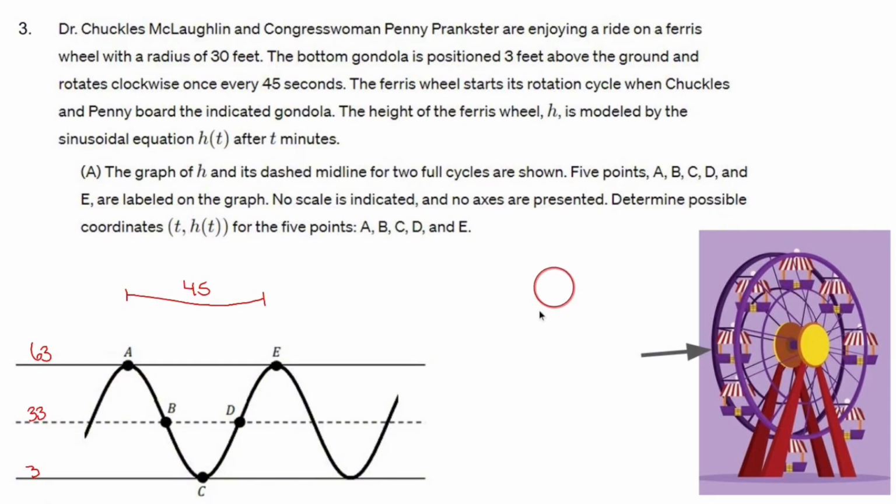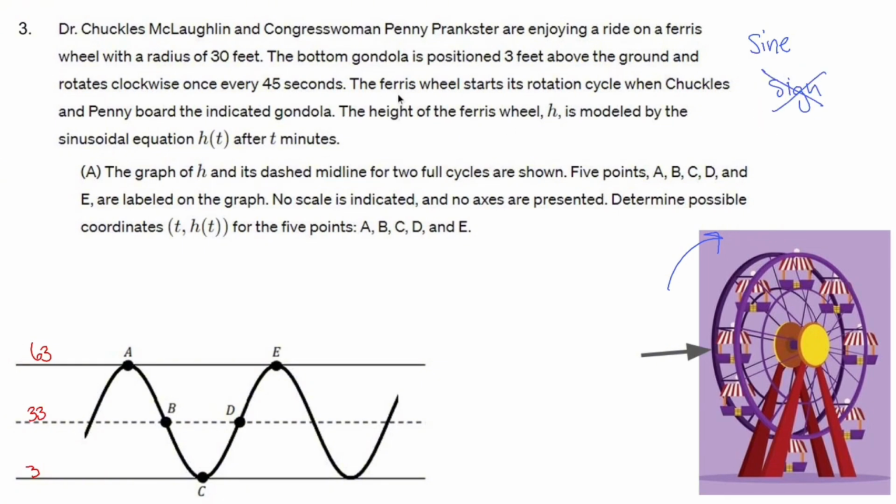So let's erase that ugly looking picture, because I'm not happy with it, and we'll probably draw something similar again. The Ferris wheel starts its rotation cycle when Chuckles and Penny board the indicated gondola. So right there. It also said it went clockwise, which tells us if something is going to start there and go clockwise, start at the middle and go clockwise up and to the right. It's going to be a sine, but we're not there yet.